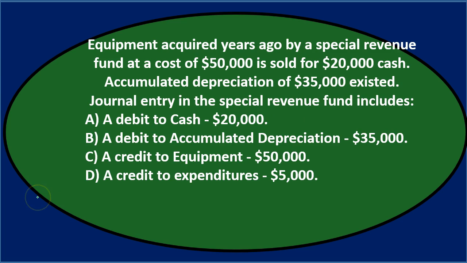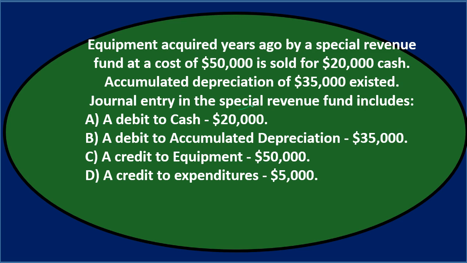Now we'll take a look at the next one. Similar question. Equipment acquired years ago by a special revenue fund at a cost of $50,000 is sold for $20,000 cash. Accumulated depreciation $35,000 exists. Journal entry in the special revenue fund includes what? So what's the difference here now? Same item, but we're in the special revenue fund.